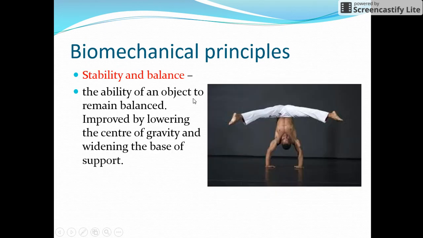So stability and balance. Balance is the ability to stay upright or in control of your own body movements. So in this picture on the right, you can see our Kung Fu man Liam here has got his hands down. Okay, so first of all, what is that? That's right, that's his base of support. Okay, so if he widened his base of support, or if he lowered his center of gravity towards the ground, okay, then he's going to be more stable and more balanced.